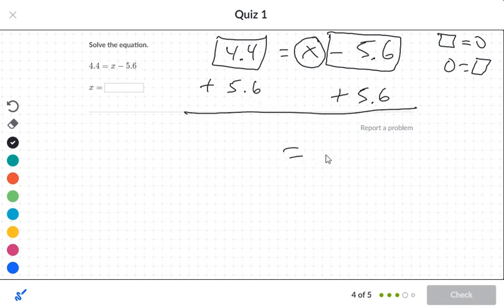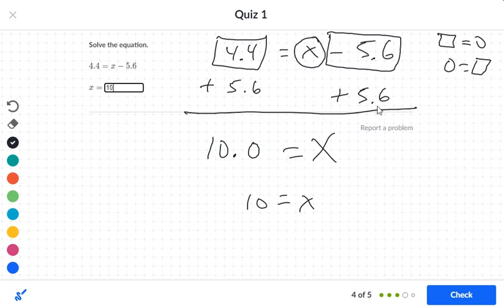So right here you get x. And then right here you add this. 4 plus 6 is 10, carry my 1. So 4.4 plus 5.6, that's going to be 10. So 0, carry my 1. So now we get a 10 on the other side. So basically we're going to say 10 is equal to x. So let's check this. Let's put in 10.